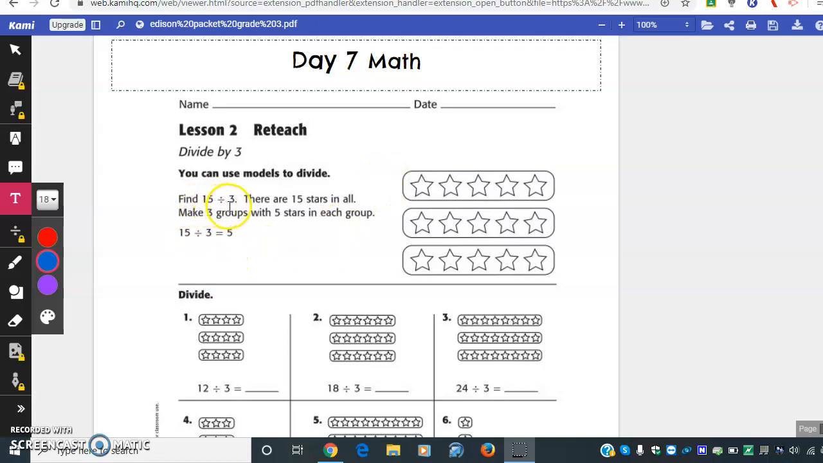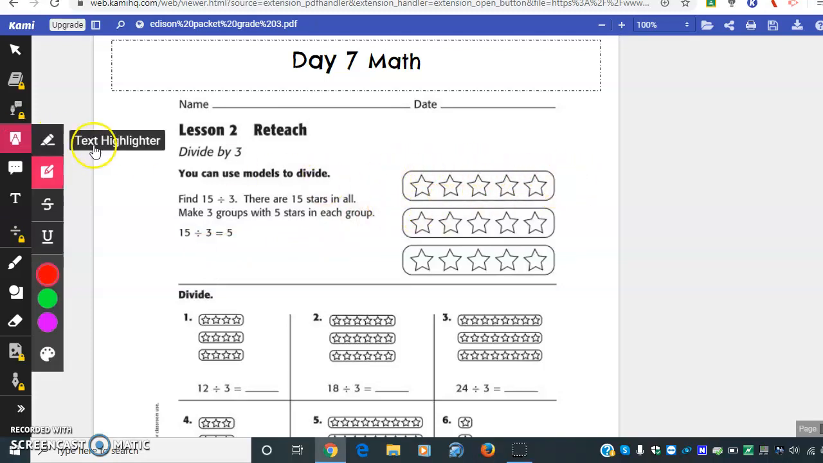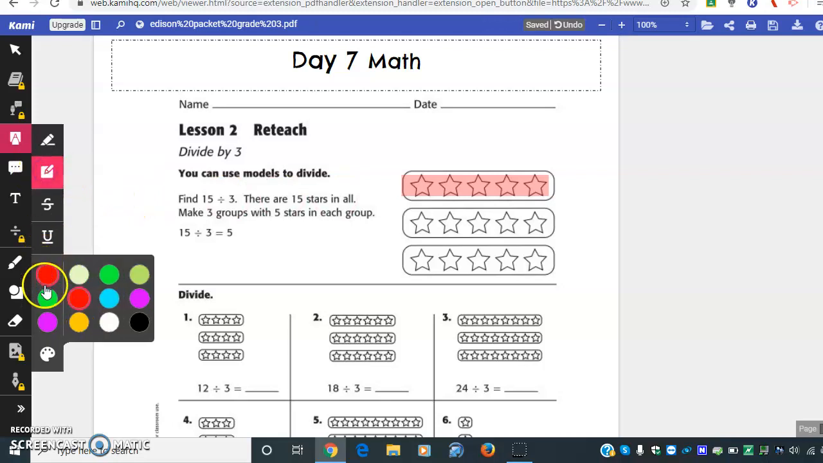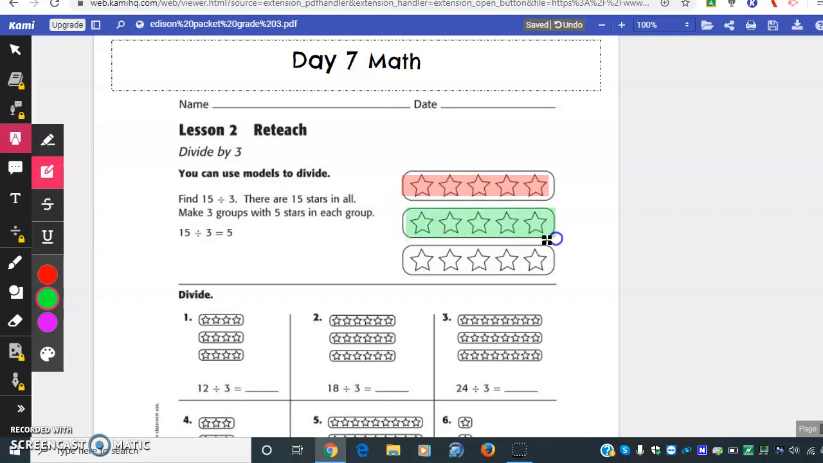Find 15 divided by 3. There are 15 stars in all. So basically what they did was they started with 15 stars. And then because they were dividing by 3, they put those stars into 3 groups. This is my first group, and then my second group, and then my third group. So first group, and then let's go with green for the second group, and we'll go with purple for the third group. So we've got 3 groups.